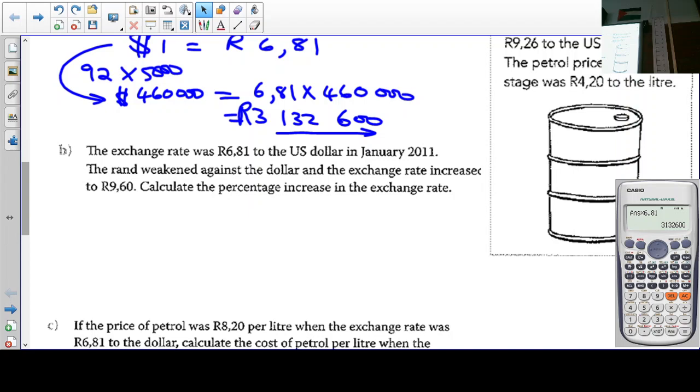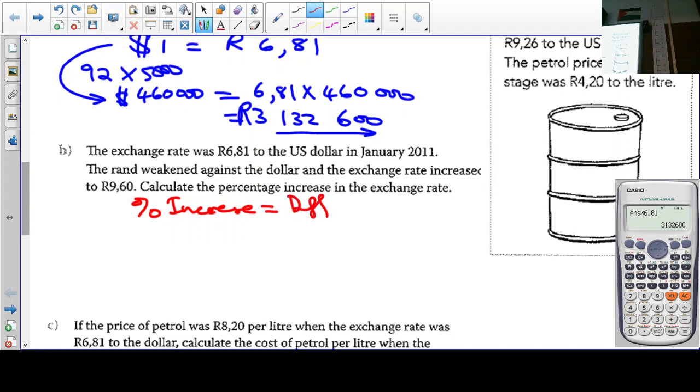So how do we calculate percentage increase or decrease? Percentage increase. We say the difference over the original times 100. That is your percentage increase. The decrease is the same thing.